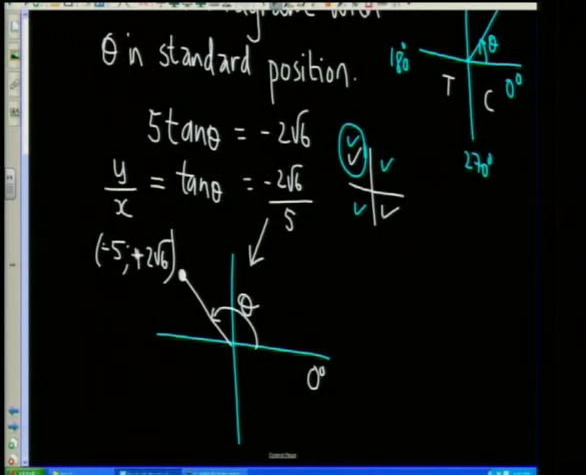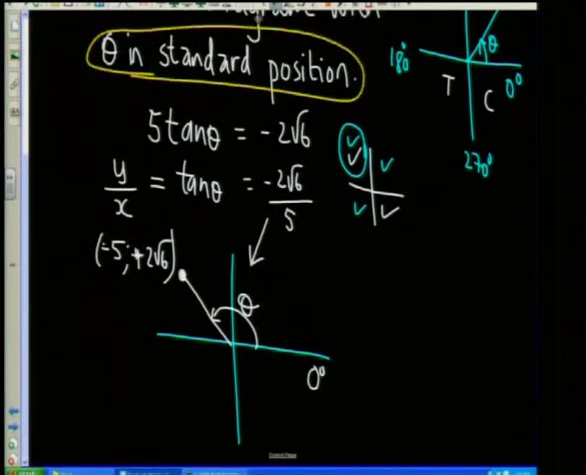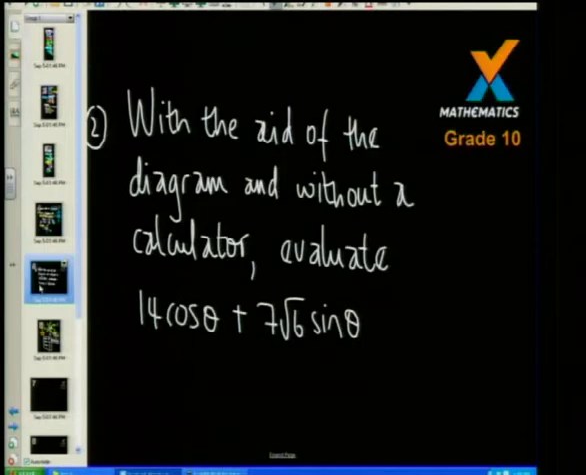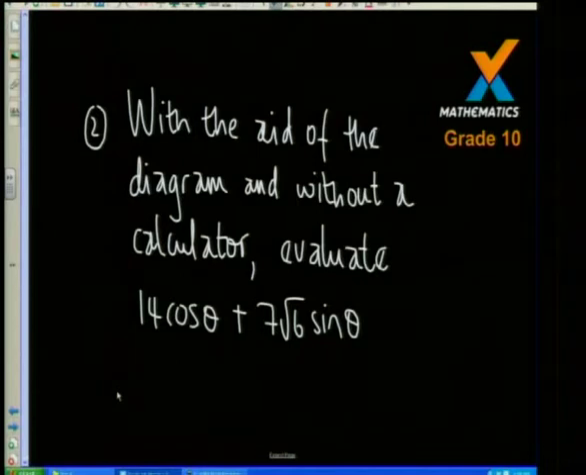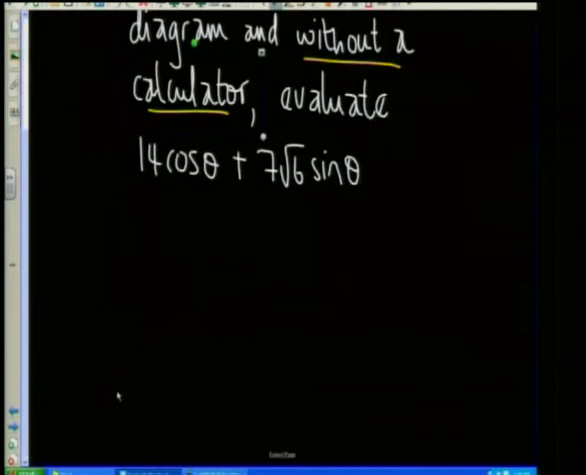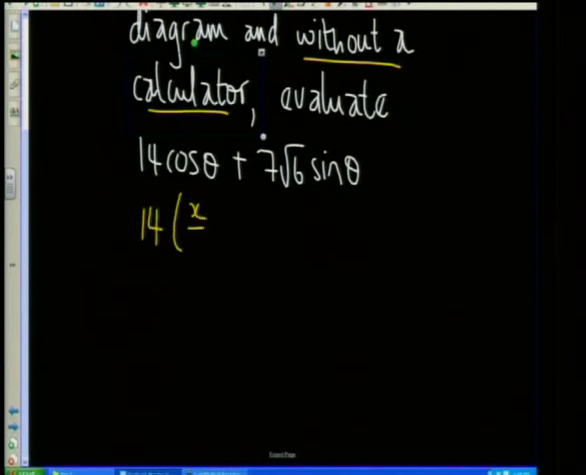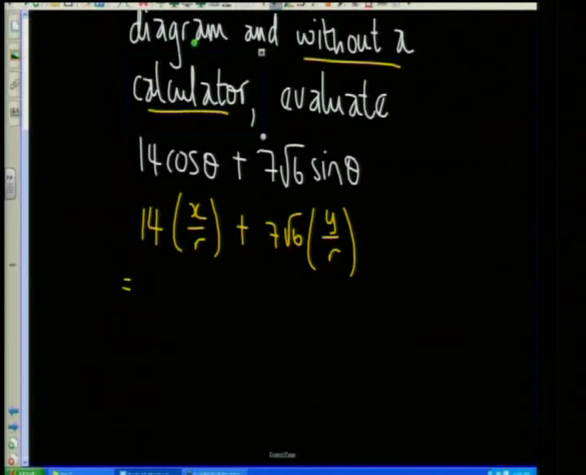So standard position then means that we have the radius and an x value and a y value, and we've got the size of the angle. So standard position is really in which quadrant will that angle lie in. Okay, now to end off, with the aid of the diagram that we've just drawn and without using the calculator, evaluate what 14 cos theta plus 7 root 6 sine theta would look like. Well, the definition of cos theta would be x over r, and 7 root 6 times sine theta, which would be y over r.